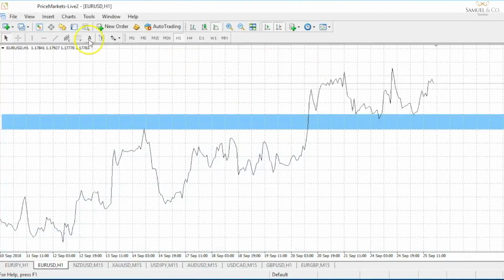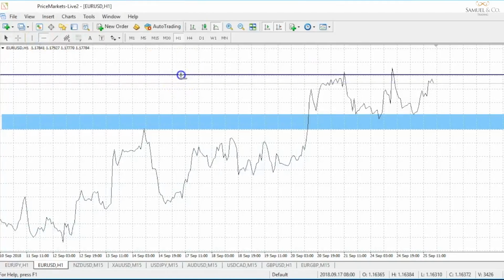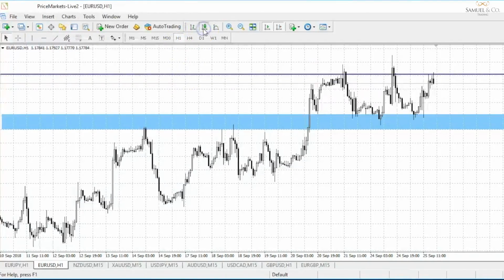And once you've drawn in your levels, something similar to this, you can then always flip back to your candlestick charts to see where the line has been placed.